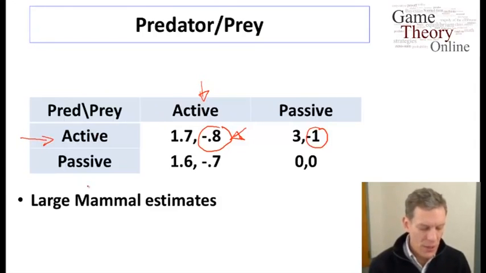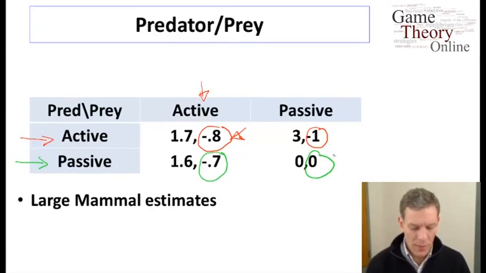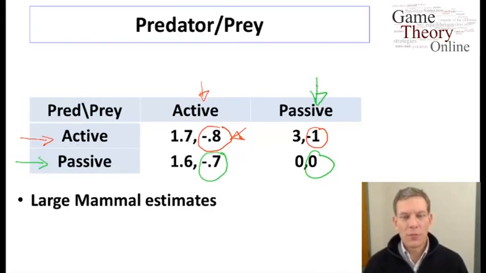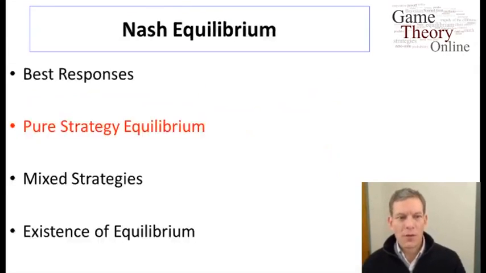Now instead, if we change what the predator is doing, so we say that the predator is going to be passive, then we're looking at -0.7 from being active, 0 from being passive. So now passive becomes a best response. So the best response of what the prey wants to do is dependent upon what the predator is doing. We can't define a best response without actually talking through what the other player is doing. So for each set of strategies for the other players, we can then define a best response for a given player.